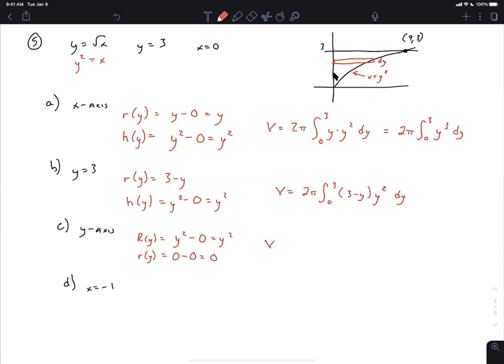And so volume is 2 pi integral 0 to 3 of y squared squared, and technically minus 0 squared dy, but then that simplifies to 2 pi integral 0 to 3 of y to the 4th dy.